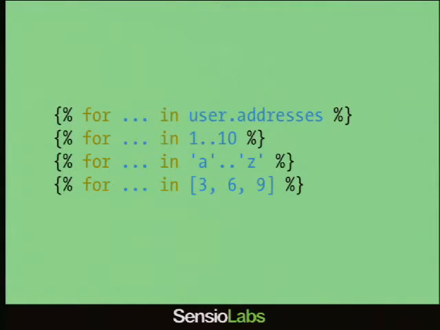Actually, after in, you can have any expression, right? We've talked about expression before. So here you can put any valid expression. Here we have all the addresses for the user. Here we have a range from 1 to 10. So this is the equivalent of saying I want to iterate over 1, 2, 3, 4, 5, 6, up to 10. You can do the same with letters, A to Z, or you can have an array or whatever combination, whatever you want. Any valid expression can be used after the in statement.